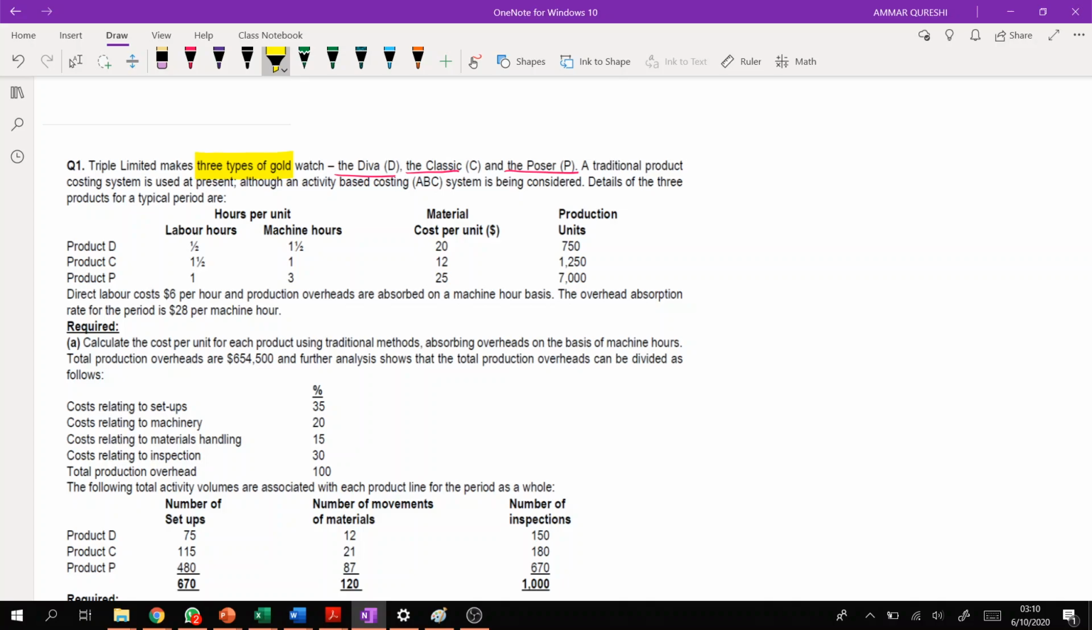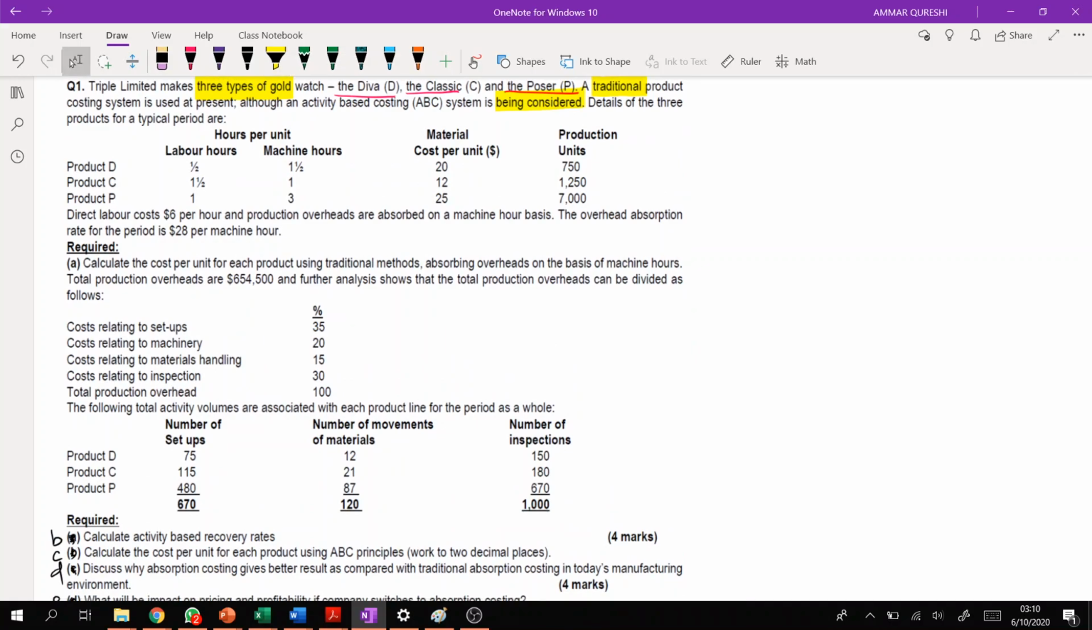A traditional product costing system is used at present. Traditional usually means absorption costing. Traditional doesn't mean activity based costing. Activity based costing is supposed to be the new approach. So a traditional product costing system is used at present, although an ABC system is being considered. We are considering that we may switch to that. Details of the three products of a typical period are given below. Product D, product C, product P: labor hours per unit and machine hours per unit are both given. Material cost per unit is given.